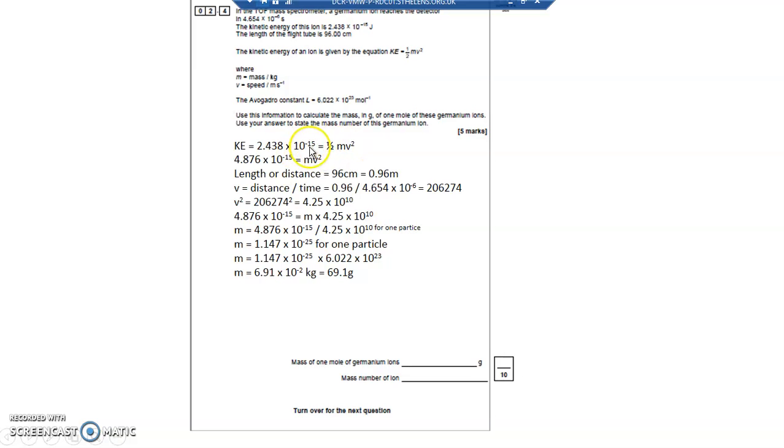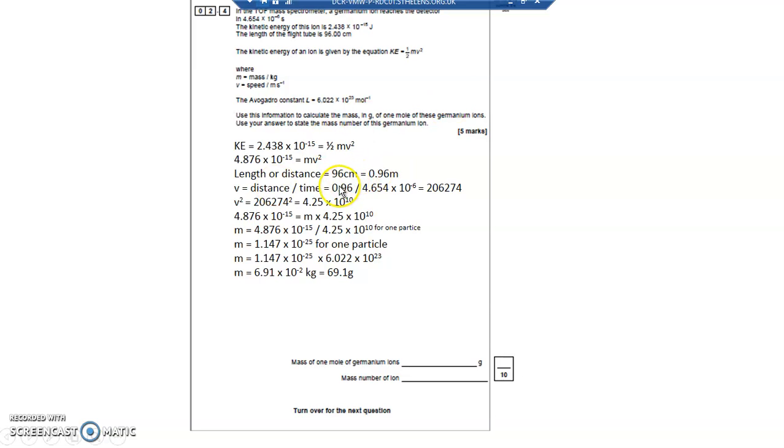What I've done is multiply both sides by 2 to get mv squared, and then the length or the distance is 96 centimetres. That tells you here 96.00 centimetres. You need to convert that into metres, 0.96 metres. So this is another equation you've got to learn. Quite often you're not given this, that velocity is distance over time. If you think about driving a car, your speed or velocity is in miles per hour, miles is a measure of distance, hours is a measure of time, so speed or velocity is distance divided by time.